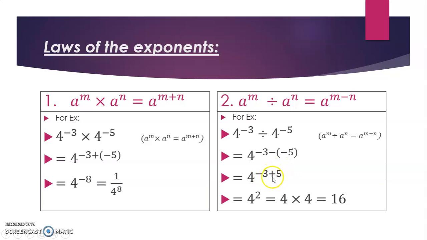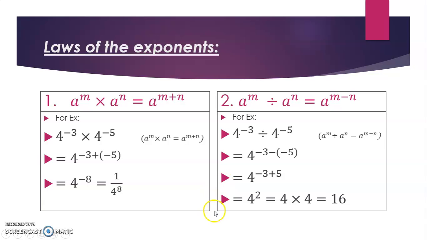Now they get subtracted because the signs are different. Minus 3 and plus 5 give you 2. The sign of the bigger number, 5, is positive, so we have a positive sign here. So 4 raised to the power 2 means nothing but 4 into 4, that is, the number multiplied with itself twice. 4 into 4 is 16.